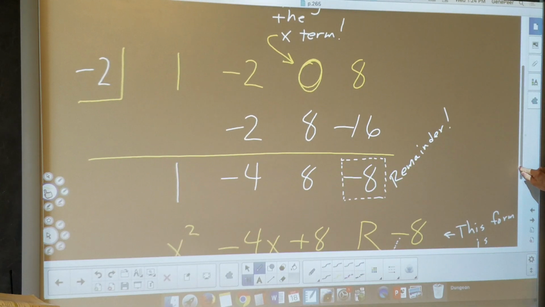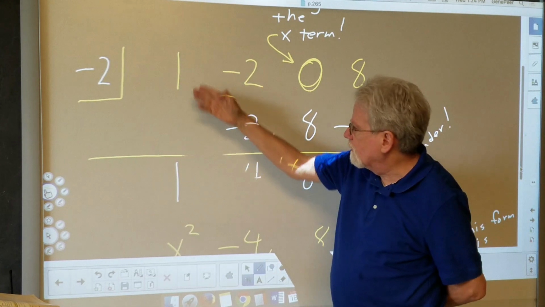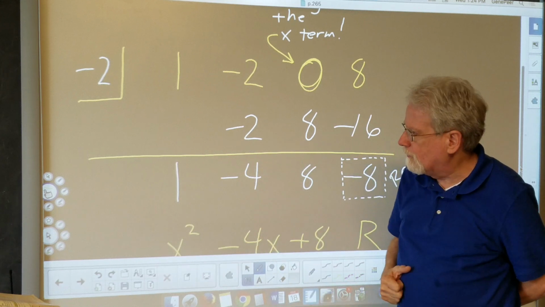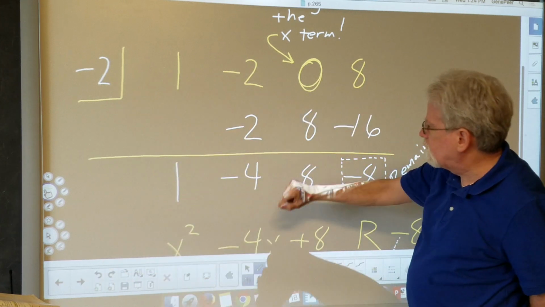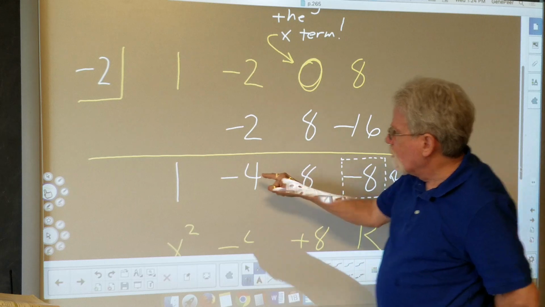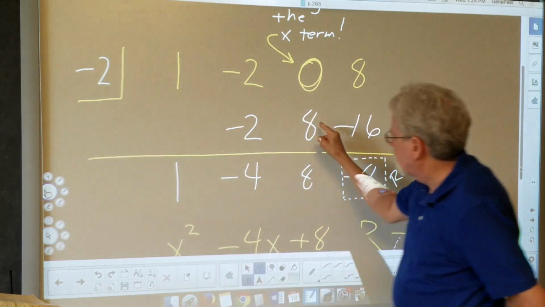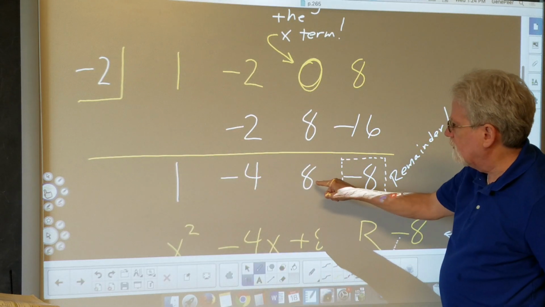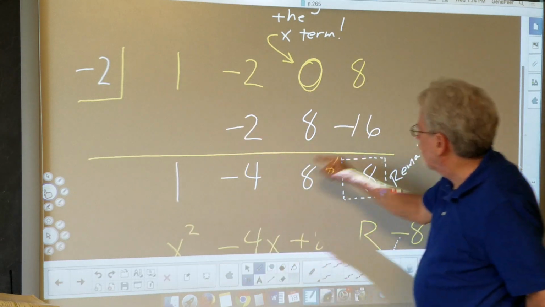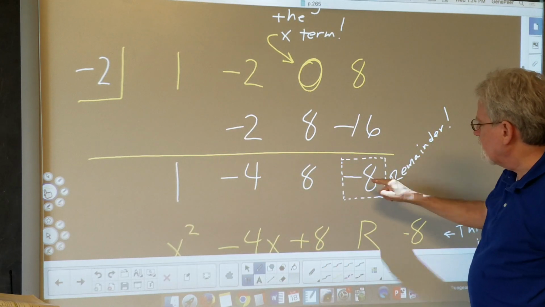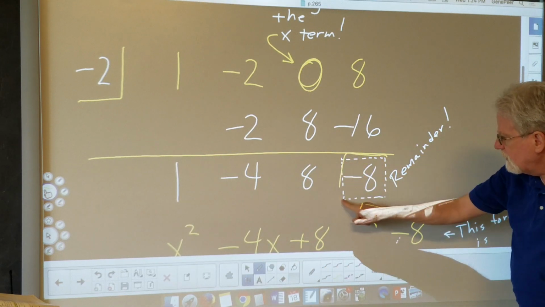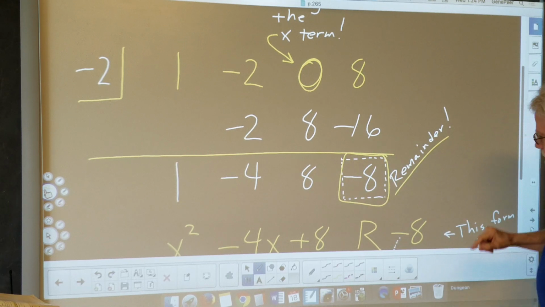Now we dive into the process. Bring down the 1. The patient is ready to go. 1 times negative 2 is negative 2. Add, we get negative 4. Multiply, we get positive 8. Stick it over here. Add, we get 8. Multiply, we get negative 16. Stick it here. Add, we get negative 8. Negative 8 becomes your remainder.